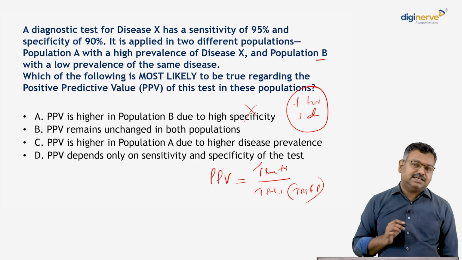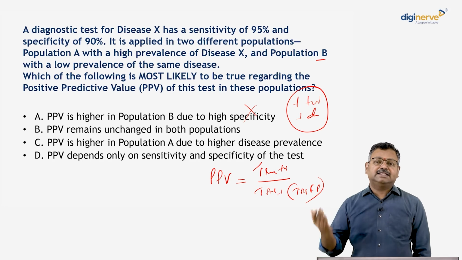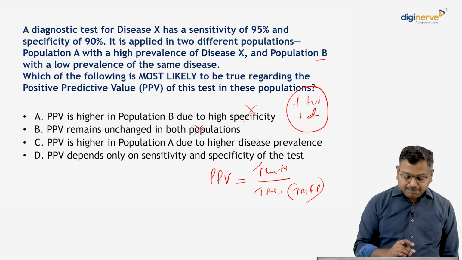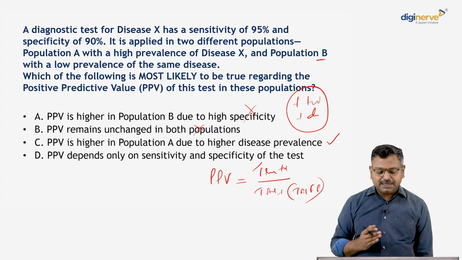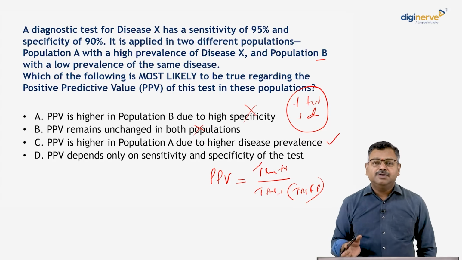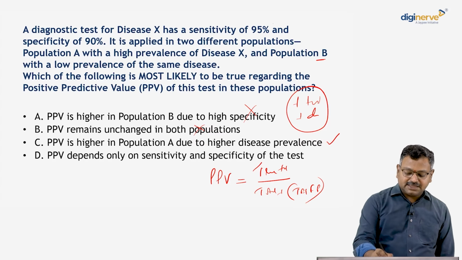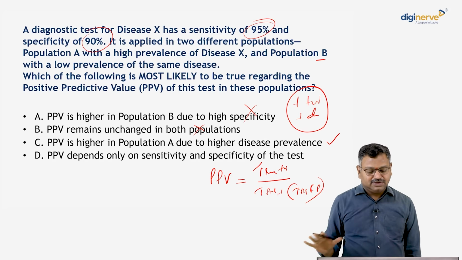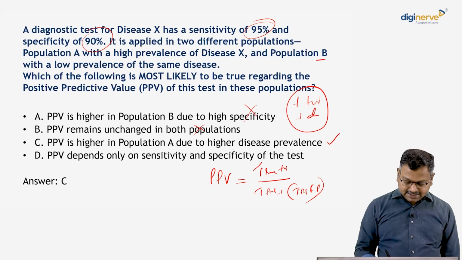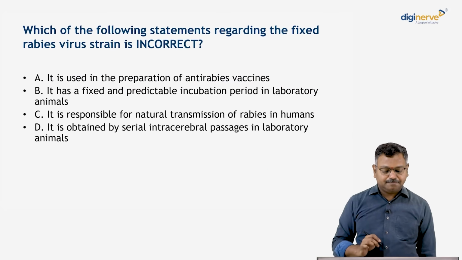PPV remains unchanged? No. Higher the prevalence, higher the positive predictive value. So that is wrong. PPV is higher in population A. That is definitely right. And PPV depends on sensitivity and specificity? No. PPV does not depend on sensitivity and specificity. It depends on the true positive and false positive. So D is also wrong. So the answer here is C that you see here.